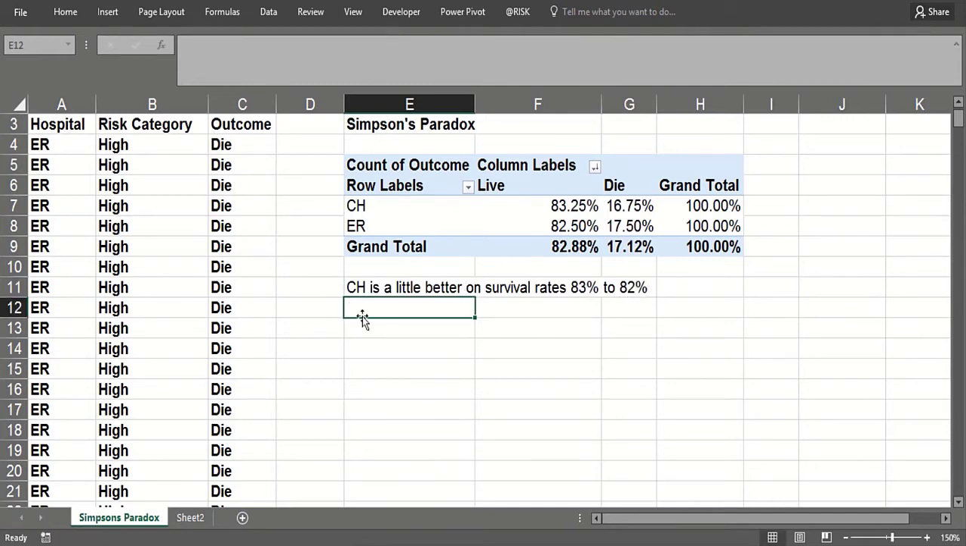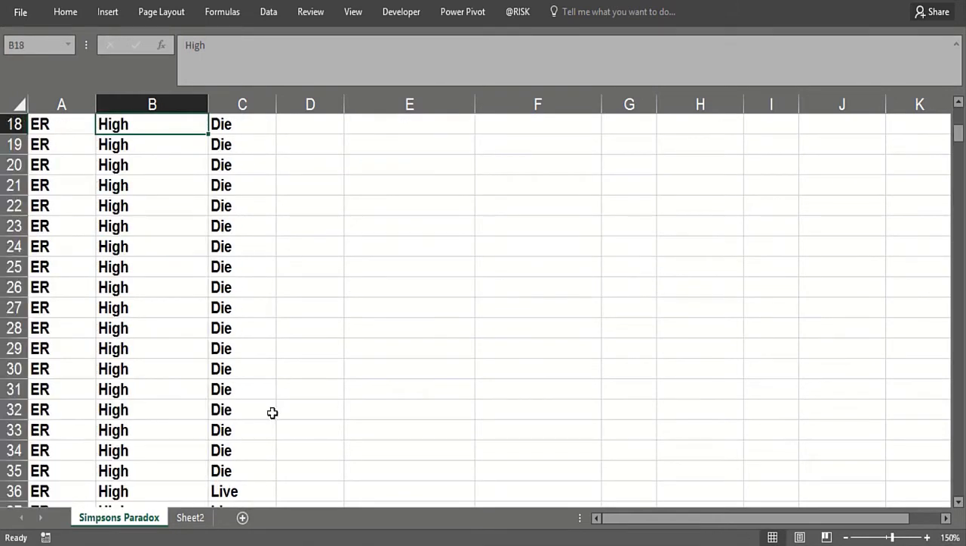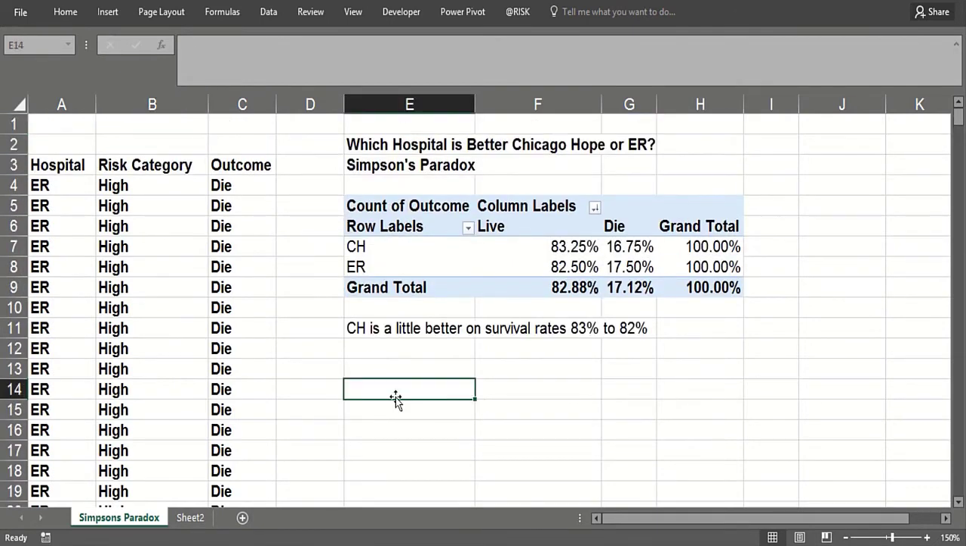Okay, but that's sort of not the right way to look at this. We should adjust for the riskiness or the health of the patients coming in. Were they high risk for surgery or low risk? Because we will see the reason that ER has a higher death rate, or basically a lower survival rate, is they're seeing many more of the high risk patients because the sicker people want to go to the better hospital.